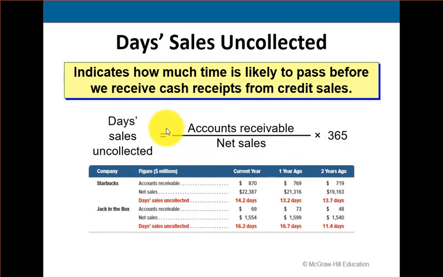Here's days sales uncollected. It indicates how much time is likely to pass before we receive cash receipts from credit sales. The way you do this calculation is you take accounts receivable and divide it by net sales and multiply that by 365 days. So here we have two companies, Starbucks and Jack in the Box.